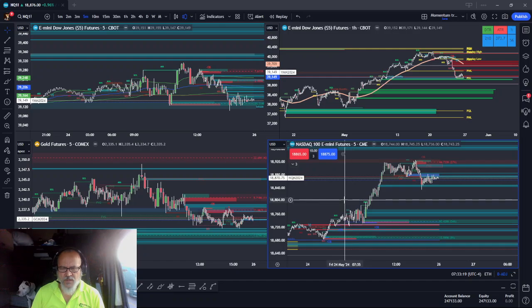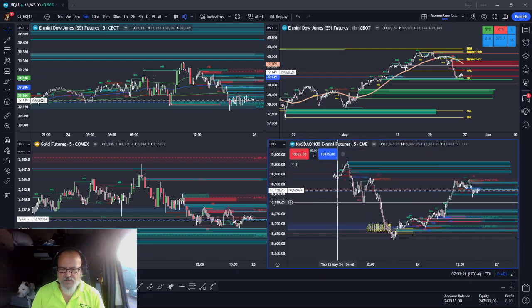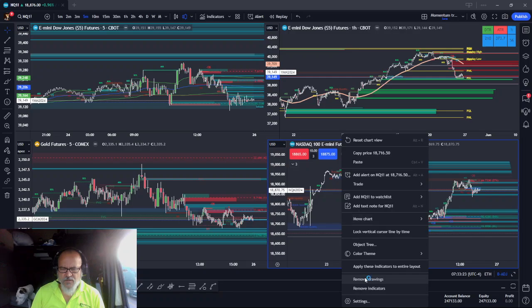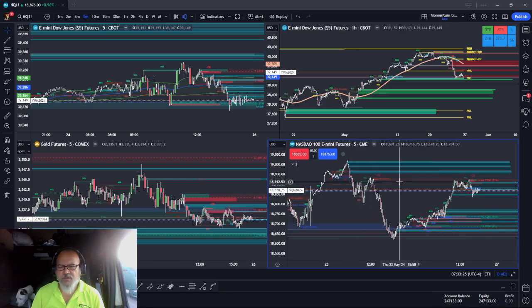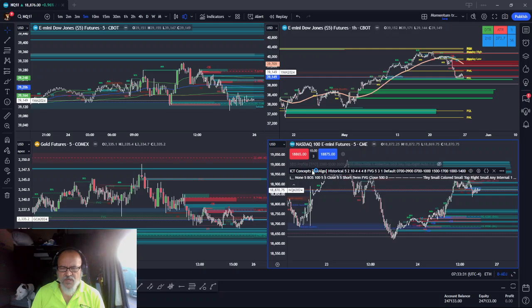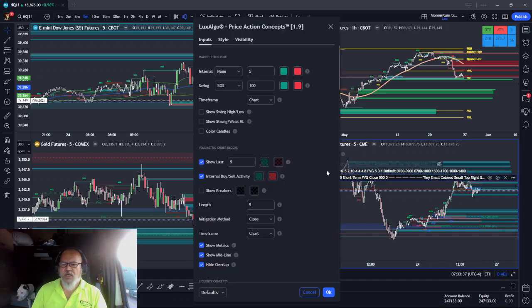So, did I? Let's see. Drawings. All right, this is the 5 minute, so I need to do it on this chart. I don't know why I did it on the other one. S&D settings. I've been playing with the charts.